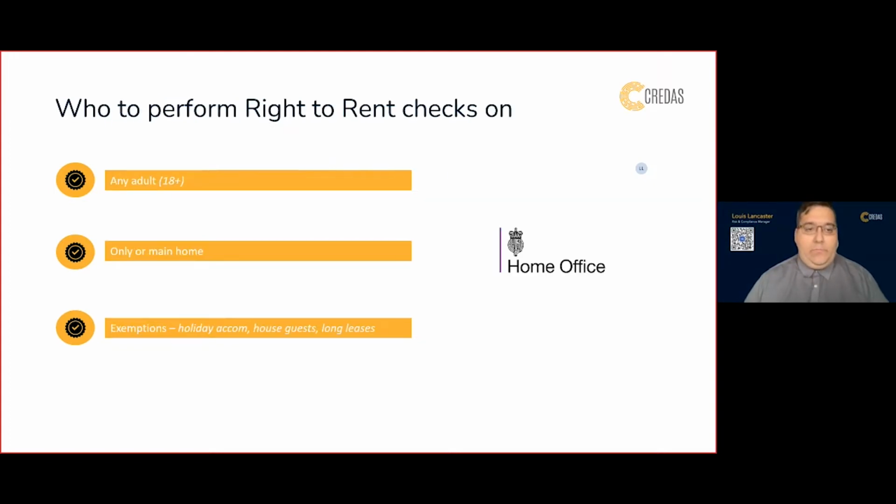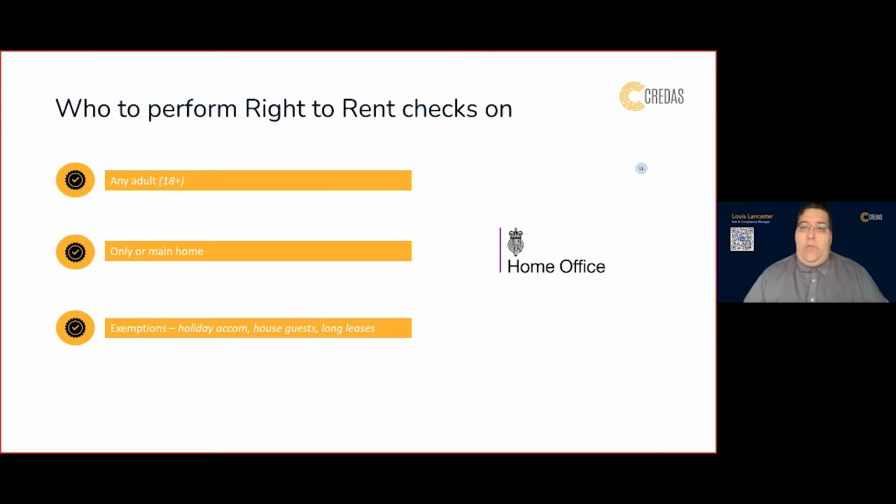In terms of who you have to perform those checks on, it's any adult over the age of 18. So it's not just a case of the people that are on the tenancy. If you do have a 40-year-old couple, they are going to be signing the tenancy. They're responsible for the rental payments. If, for example, they had a child that was 18, 19 who was going to be living there, you'd have to do the right to rent check on them as well. It wouldn't just be those two on the tenancy.